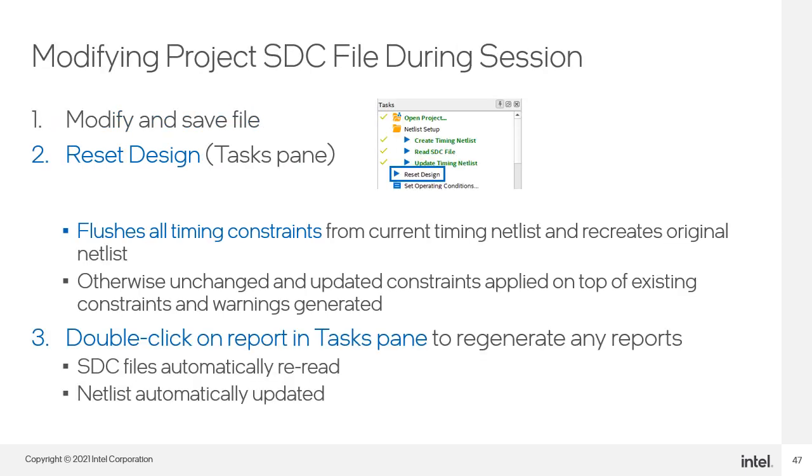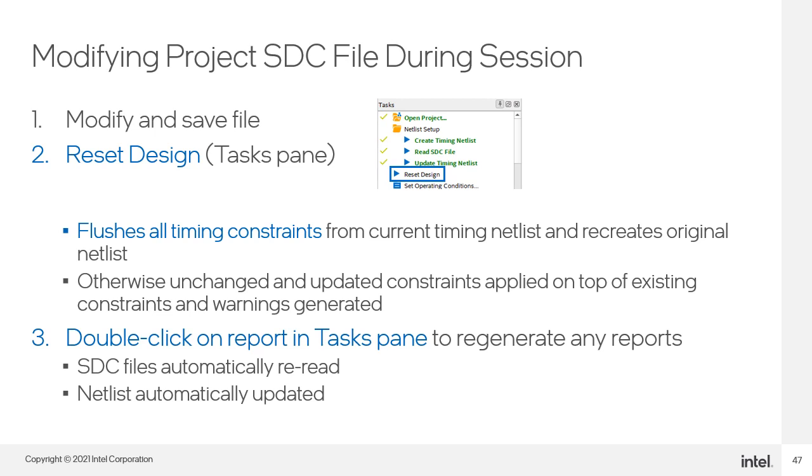If you need to modify your SDC file, you need to make sure that after you modify the file that you reset the design before rereading the SDC file. Since the Timing Analyzer already has the timing netlist and SDC commands in memory, if you don't reset your design and only reread the modified SDC file, you'll have new constraints on top of the old constraints, and depending on the type of constraints you have entered will determine if your new constraints will be accepted or ignored because of potential clashes with the constraints that are already in memory.